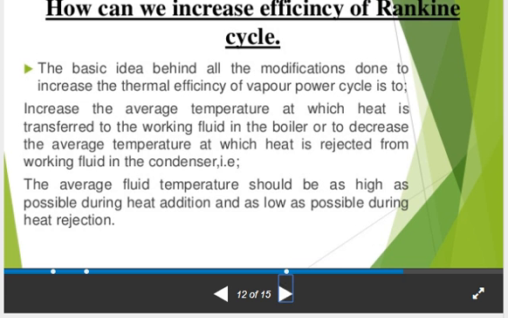Then discuss how to increase the efficiency of the Rankine cycle. The first one, the basic idea behind all the modifications done to increase the thermal efficiency of the vapor power cycle is to increase the average temperature at which heat is transferred to the working fluid in the boiler, or to decrease the average temperature at which heat is rejected from the working fluid in the condenser. The second point, the average fluid temperature should be as high as possible during heat addition and as low as possible during heat rejection.